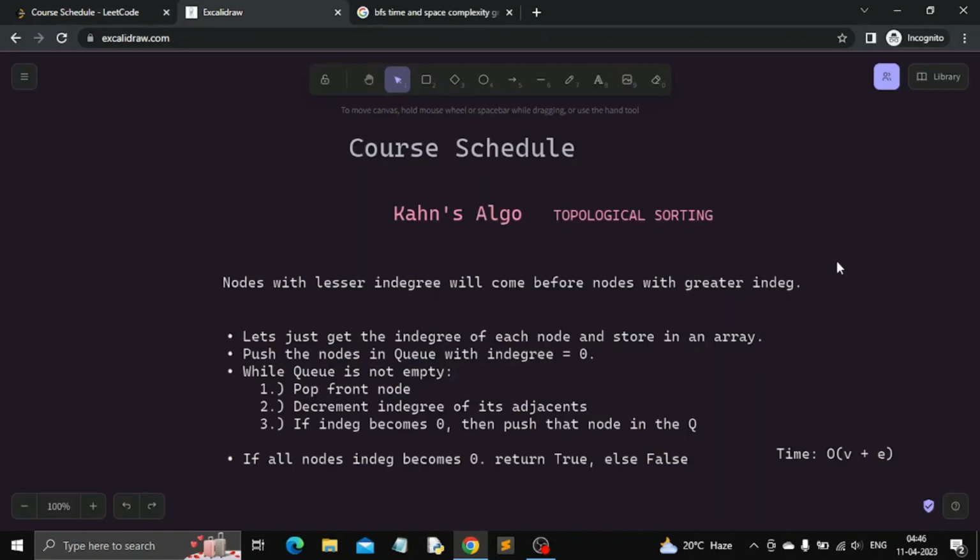So to summarize once again, you can go through this algorithm. Lastly, the time complexity of this algorithm is big O of V plus E, where V is the number of vertices and E is the number of edges. It is the same as the time complexity of BFS. So I hope the explanation was clear.